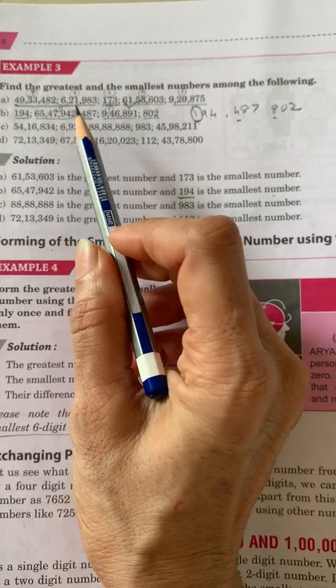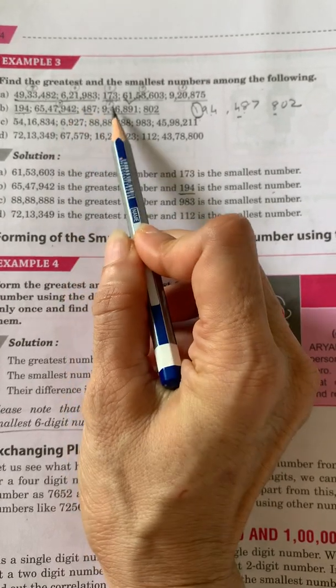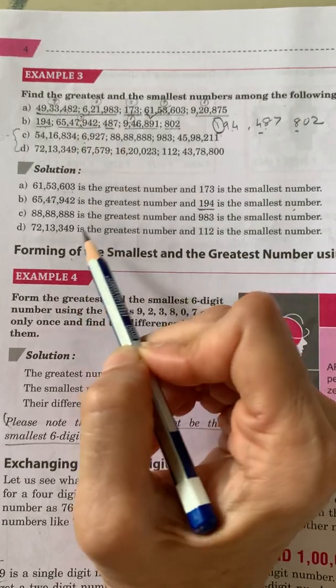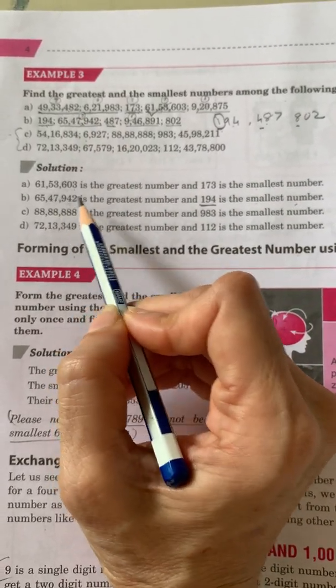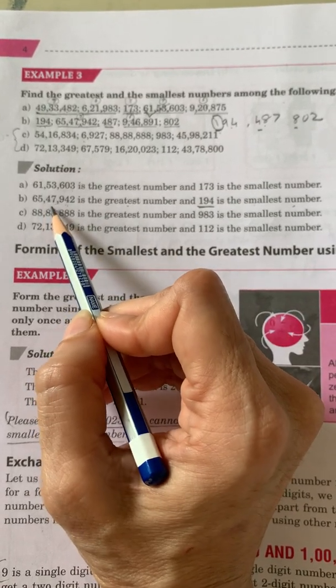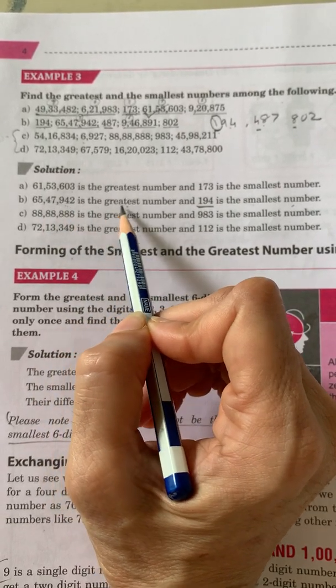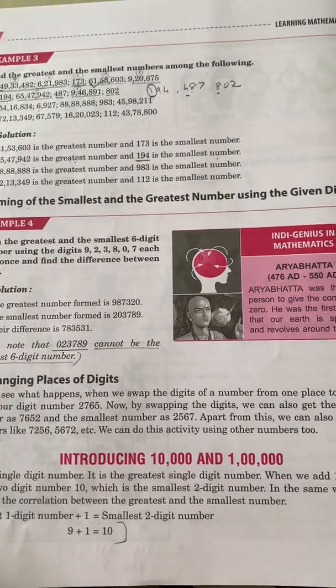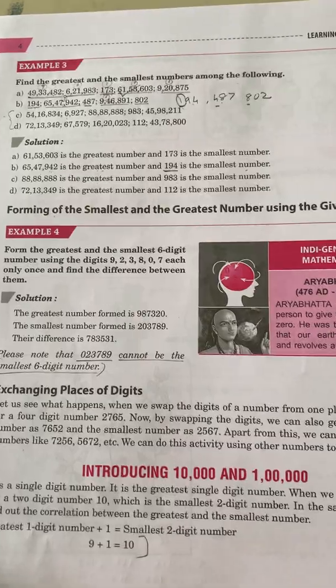Now the remaining numbers, if you see, this is 7 digits and this is 6 digits. So definitely the 7 digit number will be the greatest number. So you will be writing 6547942 as the greatest number. I hope students, till here you must have understood.